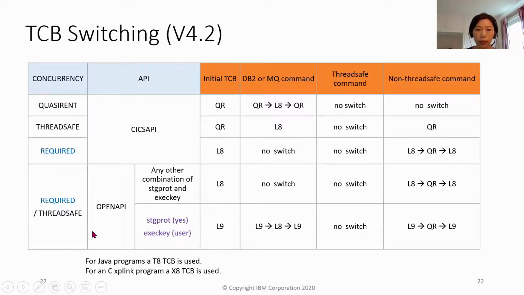So with this table, I hope it can help you to figure out what your application will be run on with those different definitions of program definition and the seed parameters. If your program is a Java program, then T8 TCP is used, or if your program is a CICS program, an X8 TCP is used.